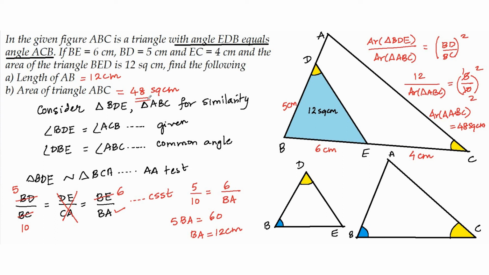So over here we use the AA test. Again, the concept of common angle played a big role in establishing similarity. And then I also used the corresponding sides of similar triangles, and the ratio of areas of two similar triangles is equal to the square of the ratio of their corresponding sides. Even that principle was used in this particular question, and that is how I solved this particular question. So let me pause again.